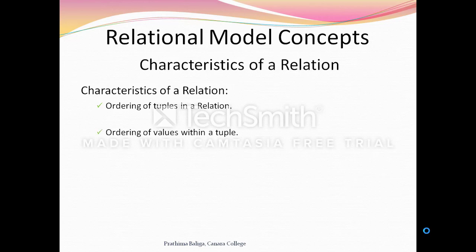We move on to the second characteristic, that is ordering of values within a tuple. We already know that a tuple with n values is an ordered list of n values. So is the ordering of values in the tuple. At logical level, the order of attributes and values is not important as long as there is correspondence between attributes and values.